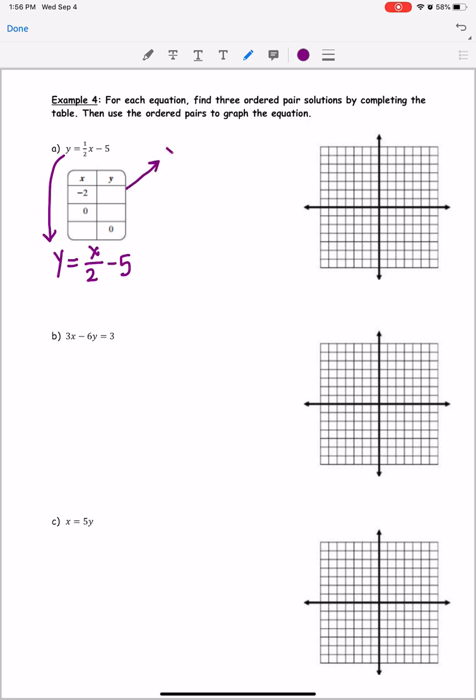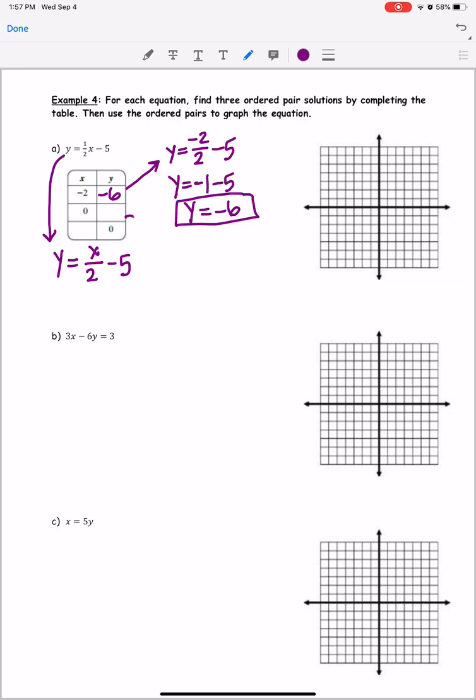So that means we have y equals x over 2. My x is -2, so we got -2 over 2. And then -5. So simplify. Y equals -2 over 2 is -1. Bring down your -5. -1 minus 5 is -6. So -6 goes in here.